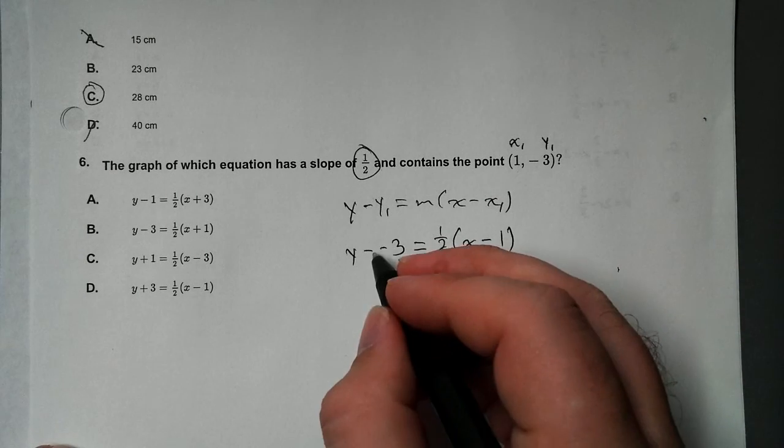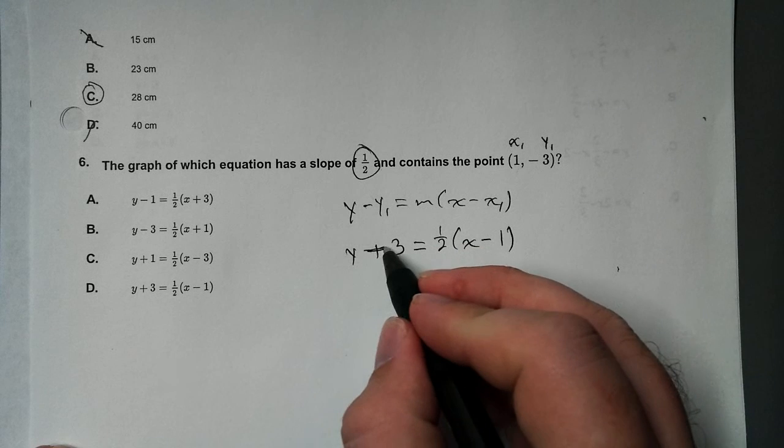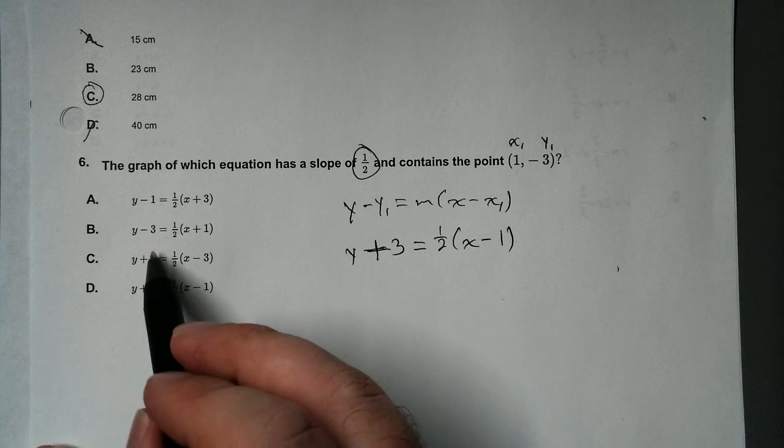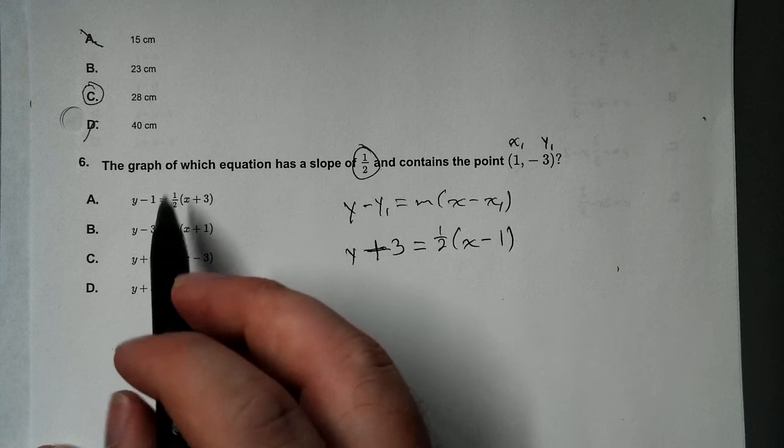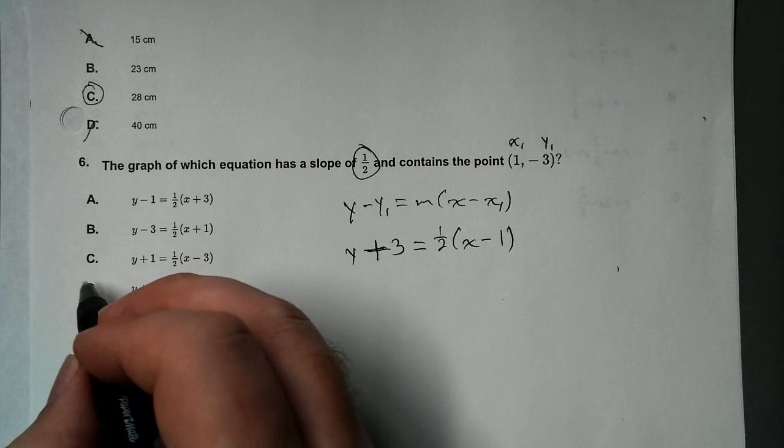Now, you see minus and negative, change it to plus. I don't have to solve this all the way to y equals because all of my answers are in point-slope form. And the one that matches is D.